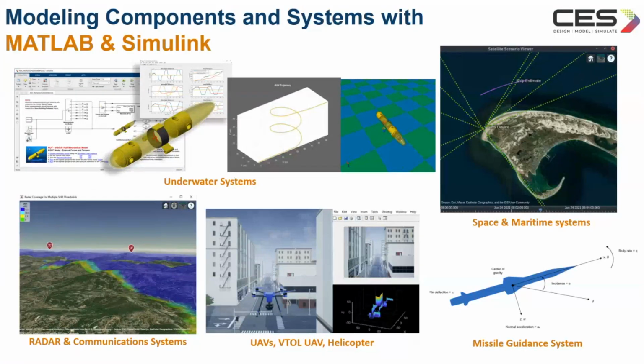So I have another thing to discuss. The mission engineer requires the ability to represent a wide range of systems operating across multiple domains. I know you have different backgrounds, as our attendees today. So here are some examples of the types of systems that can be modeled and analyzed: underwater platforms, radar systems, communications networks, UAVs, helicopters, space systems, maritime assets, and also autonomous and AI-enabled systems.